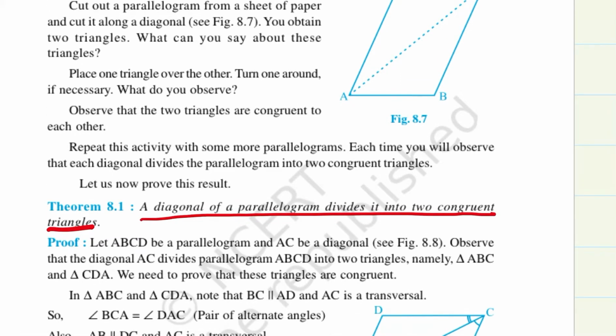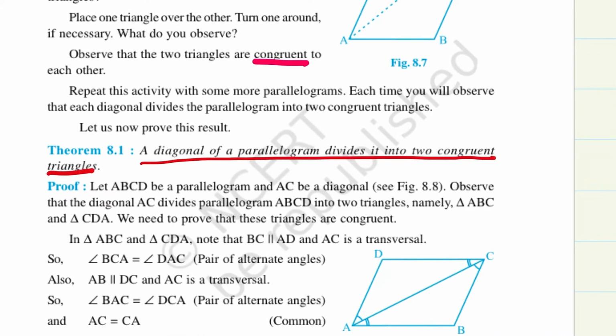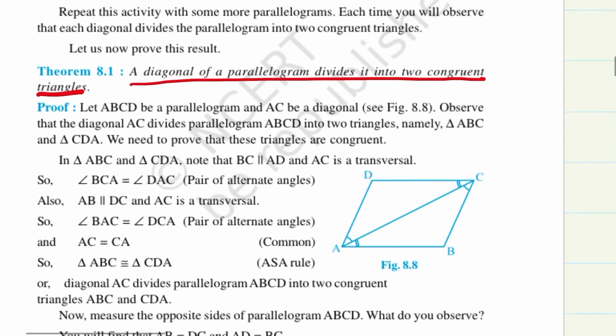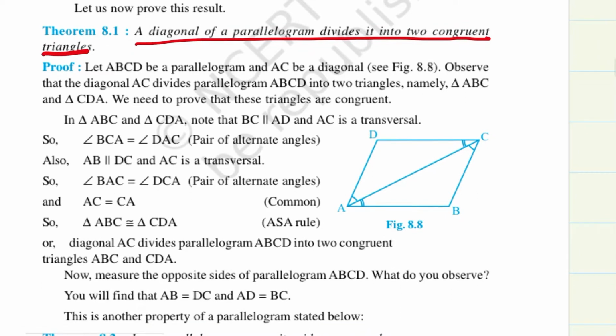We all are very much clear about the word congruent. Congruent means equal in shape and size. Repeat this activity with some more parallelograms. Each time you will observe that each diagonal divides the parallelogram into two congruent triangles. So, we proved it with the help of an activity. Now let us prove whether it is true theoretically or not with the help of the theorem.